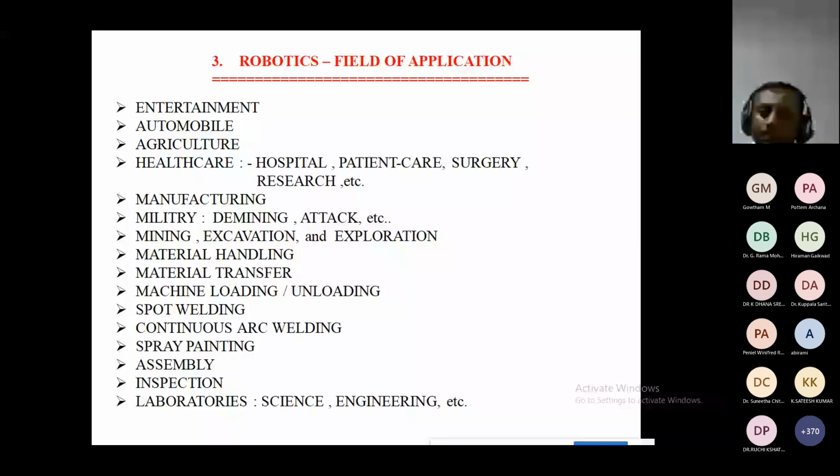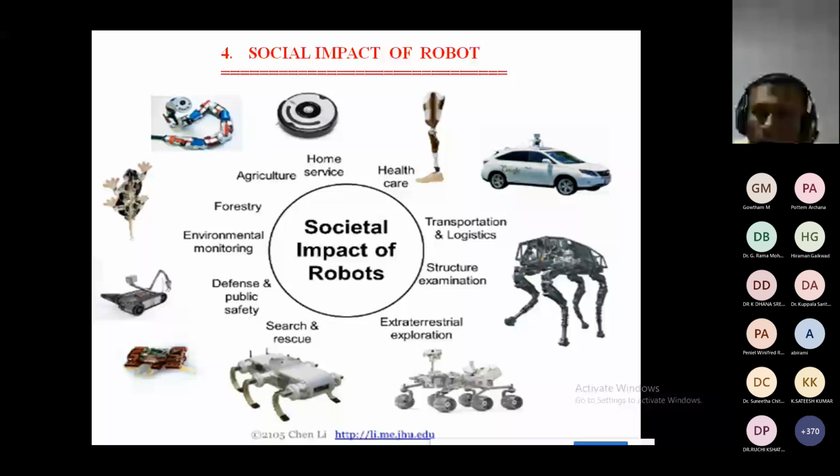So these are some basic, important applications of the robot, where the real applications now come into the picture, and various scientists are working in the defense line, research, structural, transport, healthcare, home services, agriculture, forestry, etc.